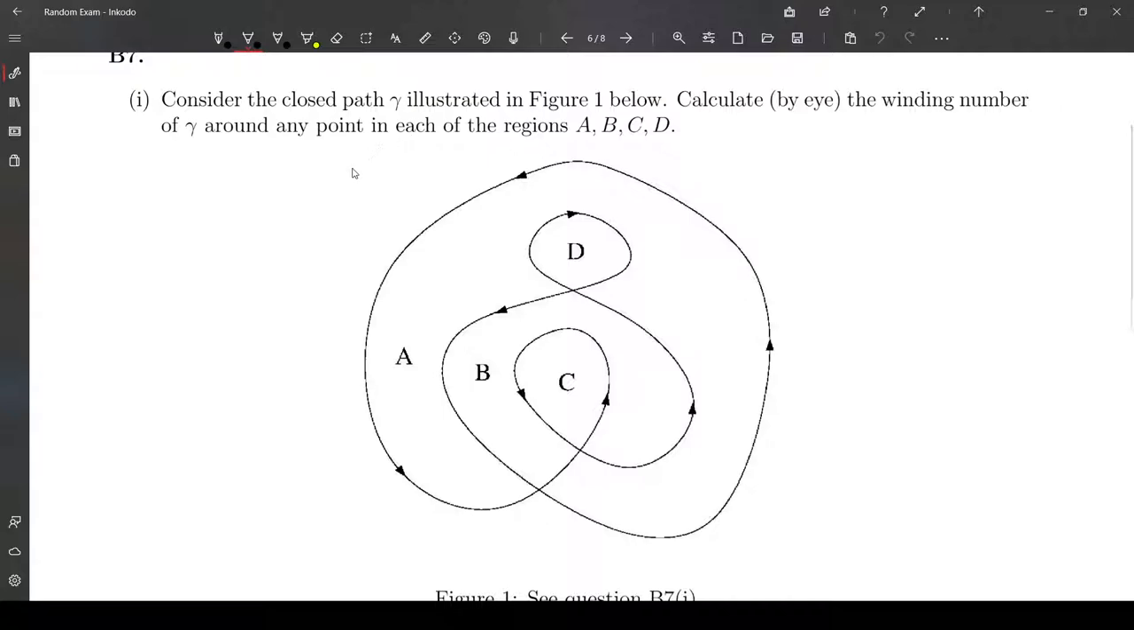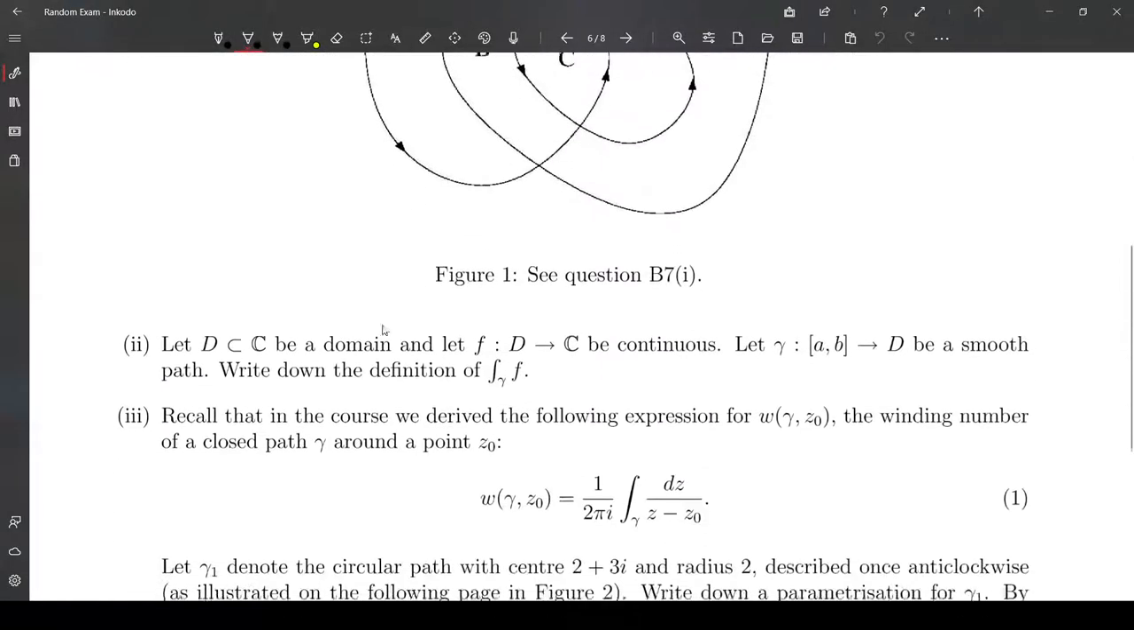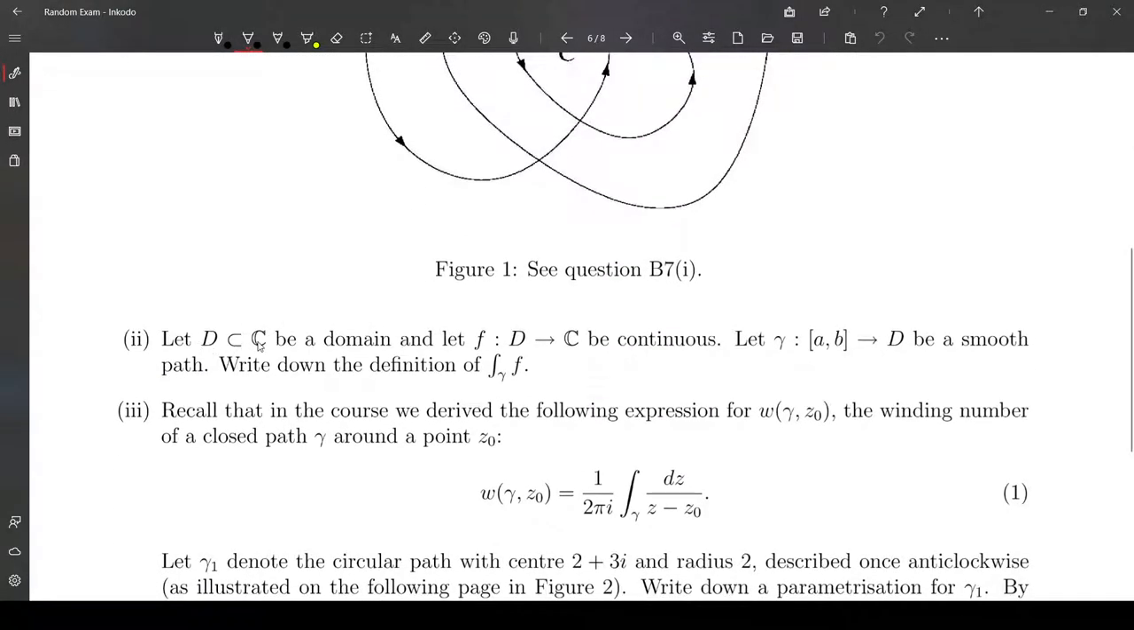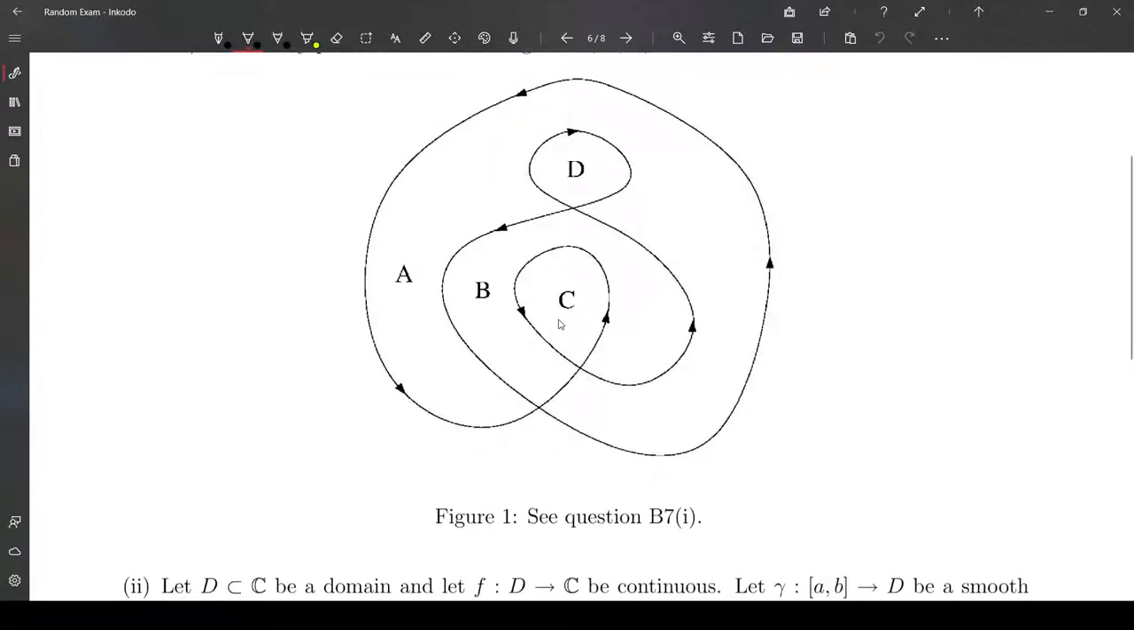Calculate by eye around any point in each of the. Jeez. Okay. Let D. Oh, that's gonna be like, I guess. Is the natural direction clockwise or counterclockwise? I tend to go counterclockwise in math.